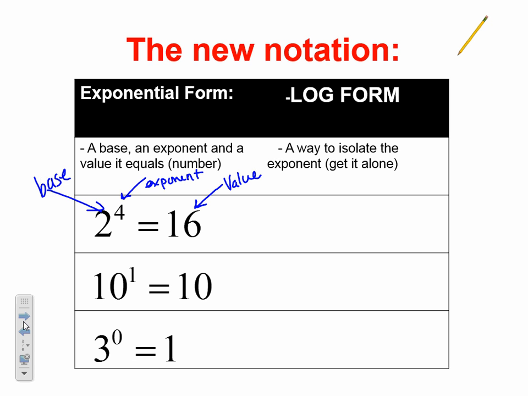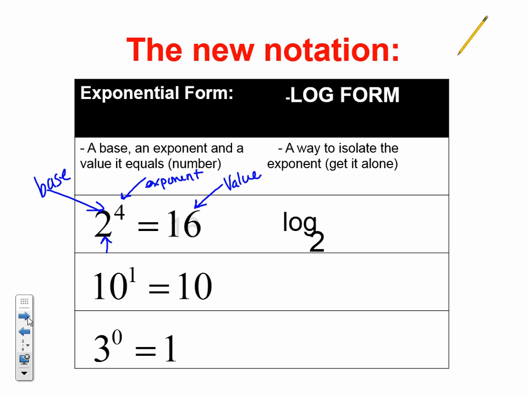Now what's unique about log form is it's going to be a way for us to isolate the exponent, to get the exponent alone on the other side. Why would we want to do that? You're going to see more about why that happens, or why we would want that, in days to come. Here's the idea of log form, though. Log form starts with the word log, of course, so that people know what form it's in, and then logs also have a base. So we steal the base here that was the 2, and we make him be a log base 2.